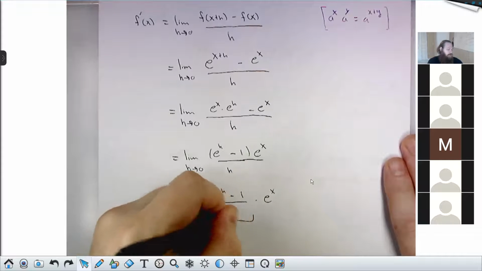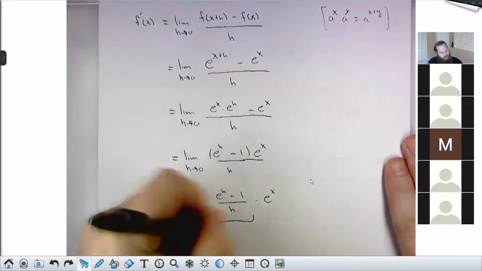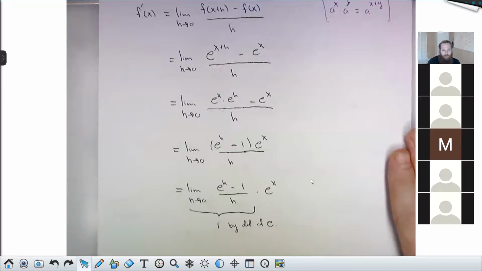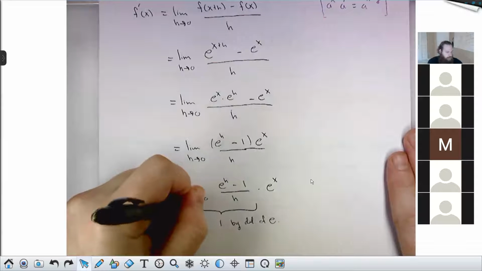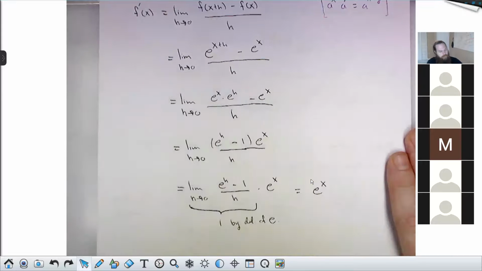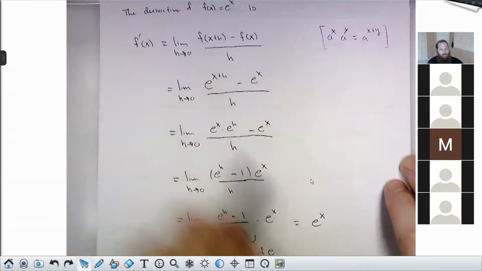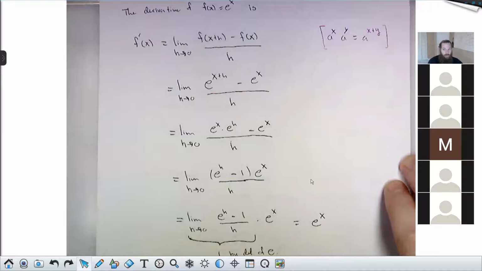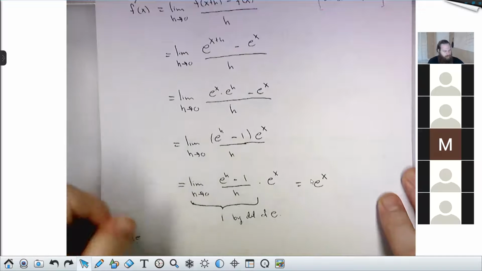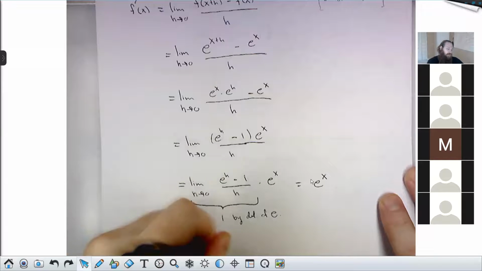This piece, by definition, is 1. Right? That's the definition of e in our calculus book. It's the unique real number such that this limit comes out to 1. So this whole thing here is just e to the x. So if f of x is e to the x, then f primed is e to the x. In other words, when you differentiate e to the x, you don't change. I.e., in Leibniz notation, d dx of e to the x is e to the x.